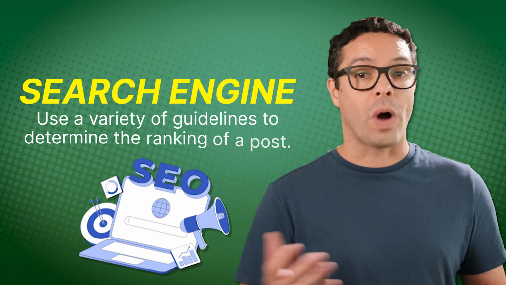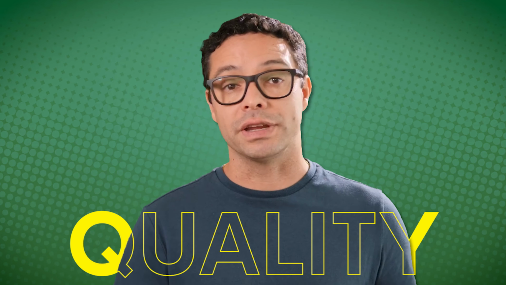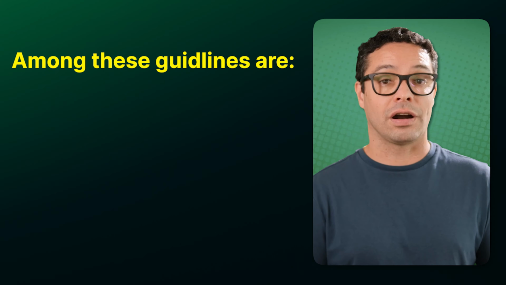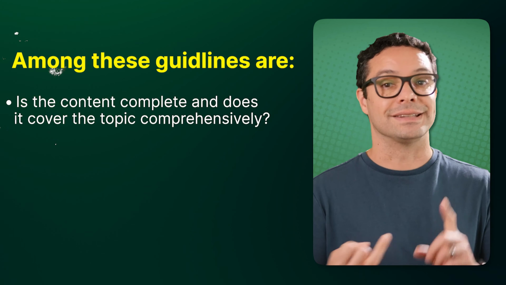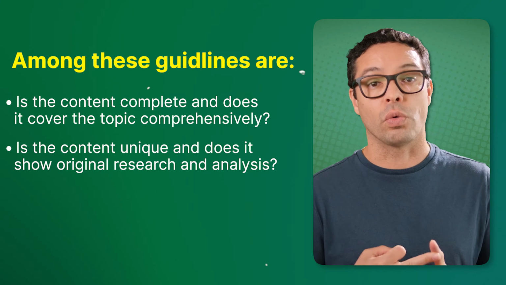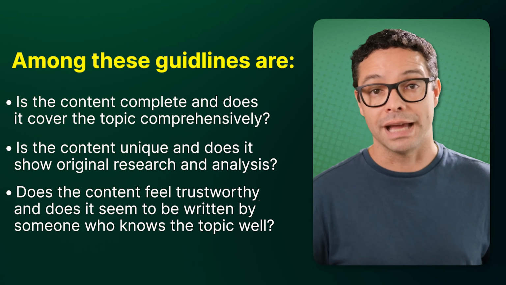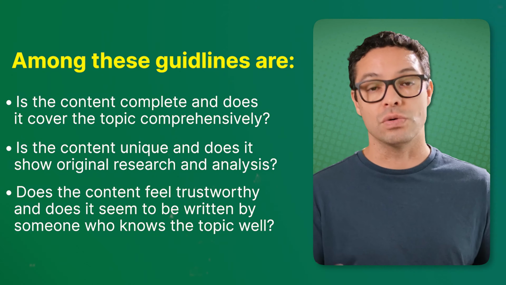Search engines use a wide variety of guidelines to determine the ranking of a post. These guidelines help them to understand the relevance and quality of the content. Among these guidelines are, is the content complete? Does it cover the topic comprehensively? Is the content unique, and does it show original research and analysis? Does the content feel trustworthy, and does it seem to be written by somebody who knows the topic well?